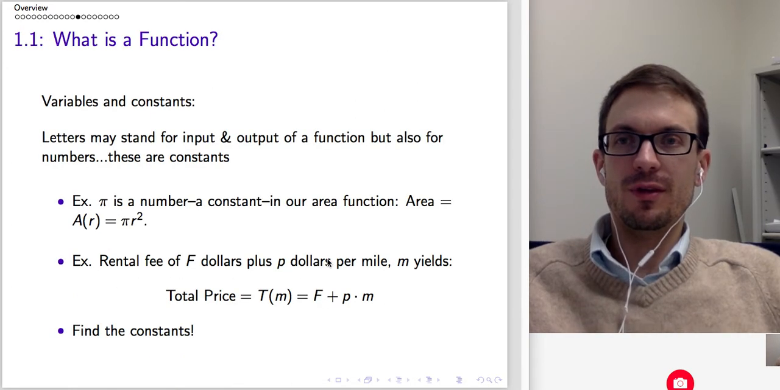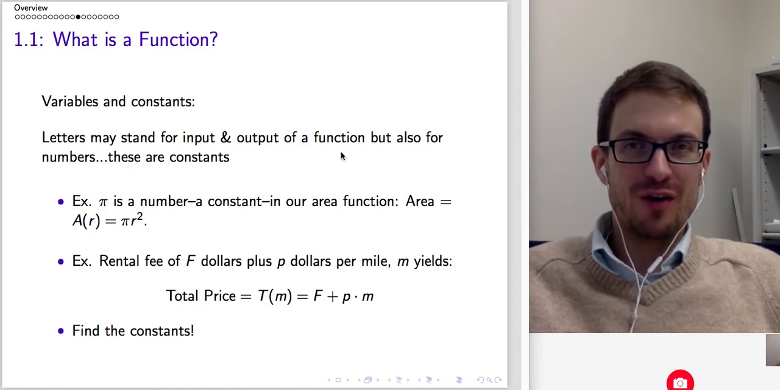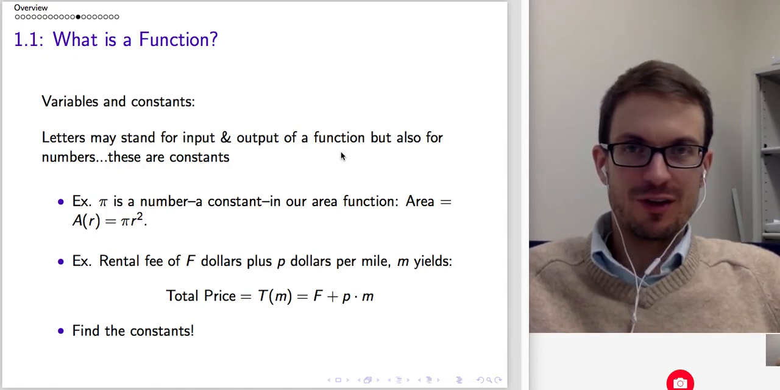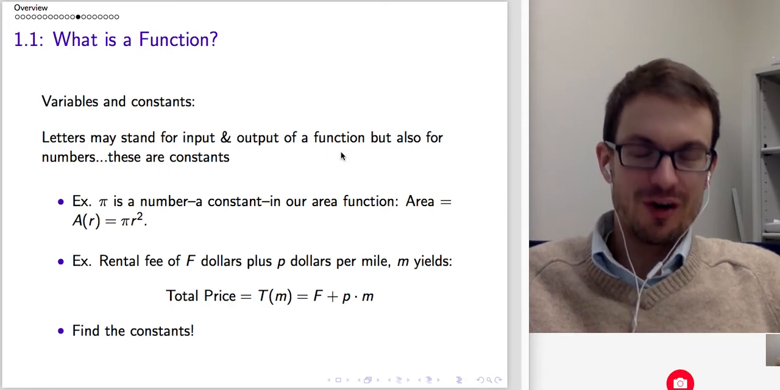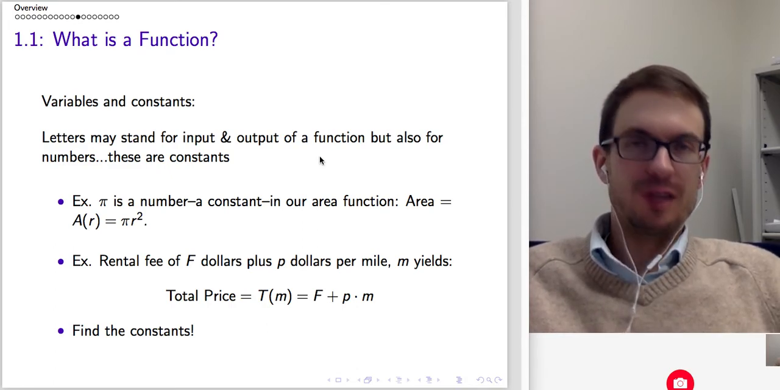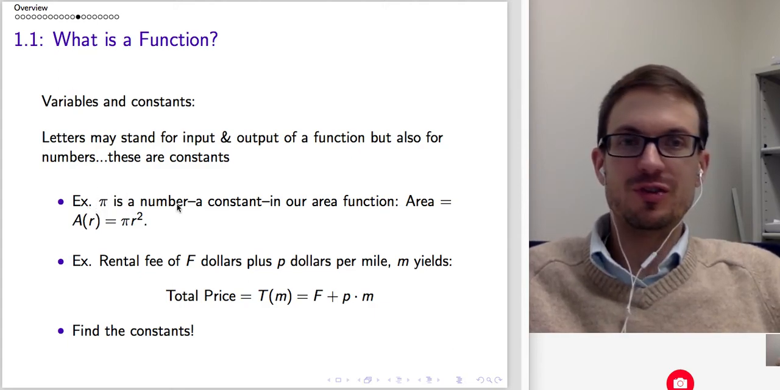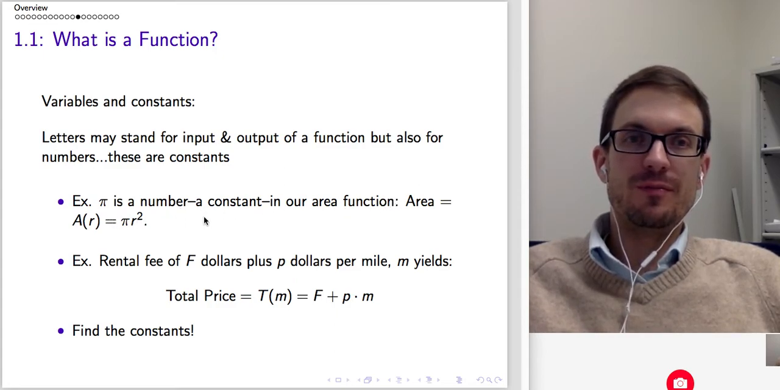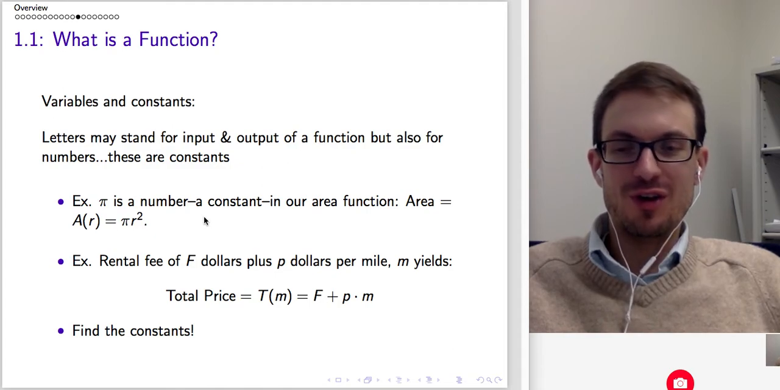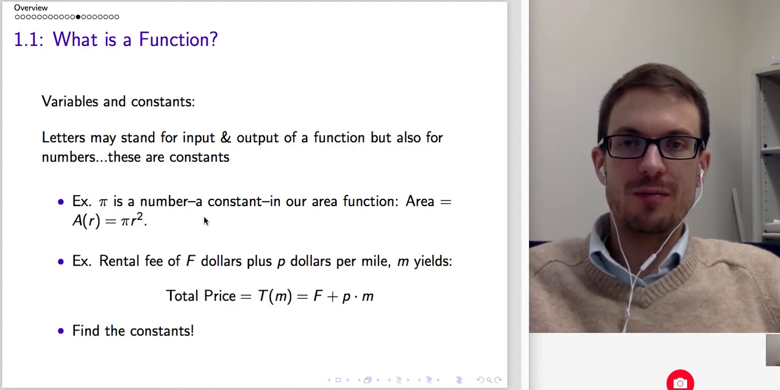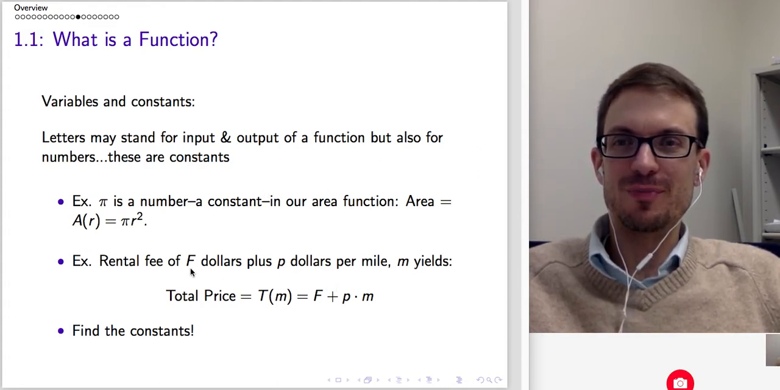Okay. And the last thing is, just because there's a letter in our statement doesn't mean it's a variable. Letters can be a constant as well, standing for a number. So for instance, we saw pi in our area formula. That's a number. It's a constant. It doesn't vary. And by convention, since we know what pi is, we can just write pi into our formula because it's a lot easier to stare at pi than 3.14 and then whatever it repeats to.